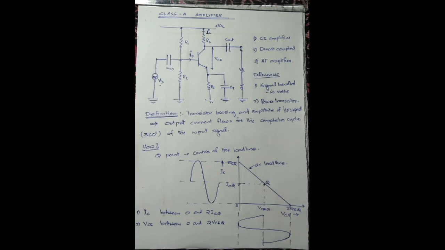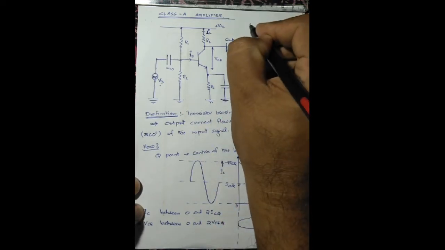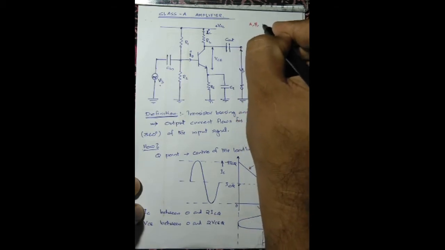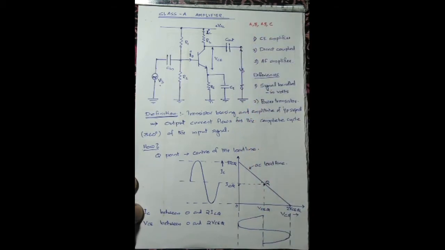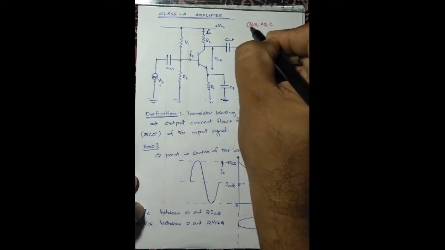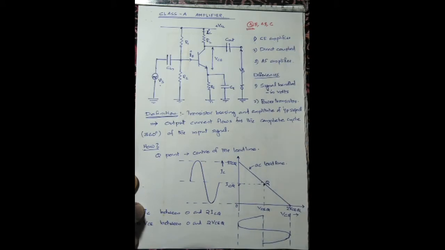Hello. In the last session, we have studied different types of amplifiers and classified the amplifiers as class A, class B, class AB, and class C amplifiers. Today, we are going to study class A amplifier in detail. What is a class A amplifier?